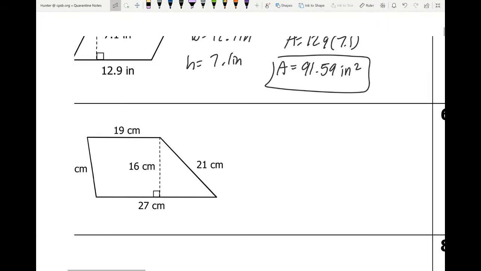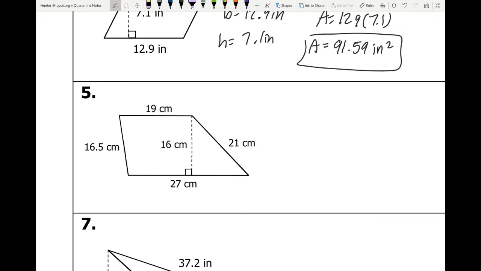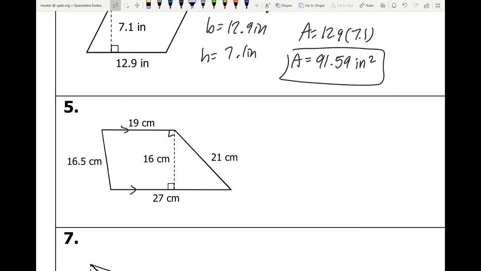All right, this one looks a little tricky, but what is it? I notice here that I have two right angles, which means these two sides are parallel. So this is a trapezoid.